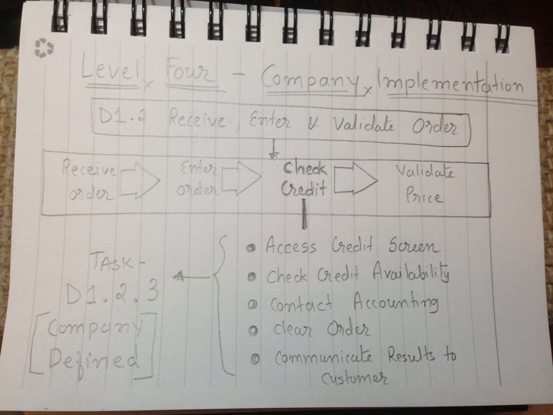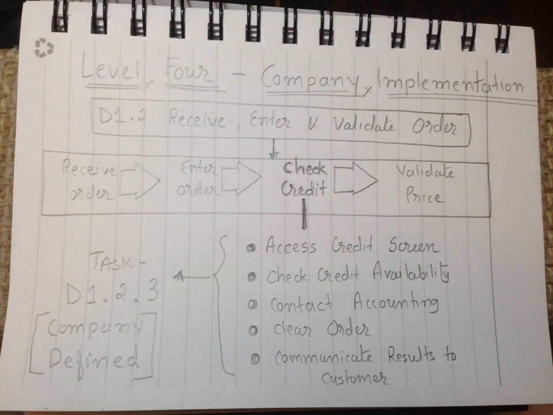So if we wanted to create a process model from this with arrows, we would just rewrite it in the way it was written below. So receive order, arrow, enter order, arrow, check credit, arrow, validate price.